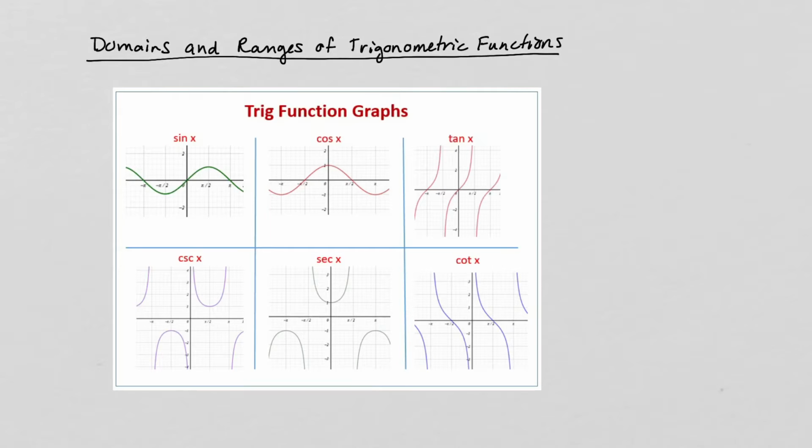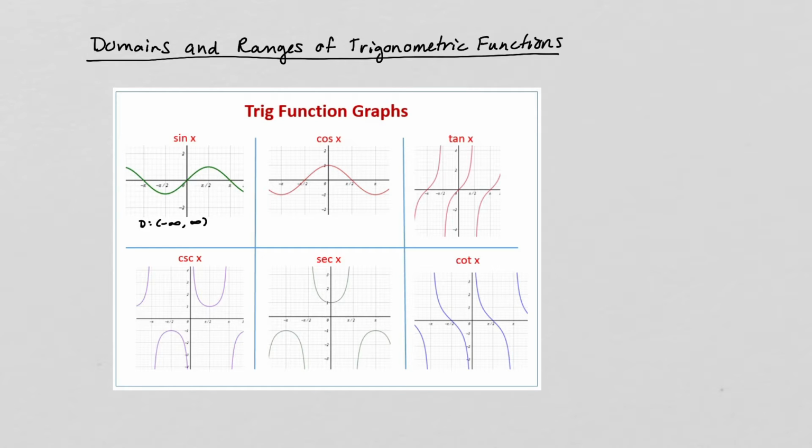So in this video, I want to go over what the domain and range of each of the six trig functions and the graphs of each of the six trig functions look like. So we've been doing a lot of problems with sine and cosine. For sine, the domain on the sine graph is from minus infinity to infinity. So it's all real numbers.